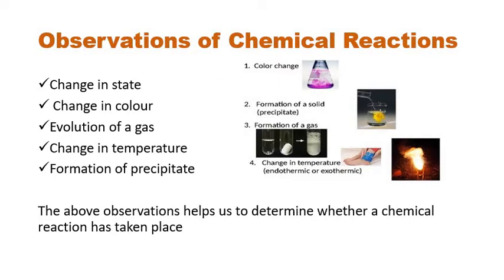Change in color. Like you take a solid such as zinc granules or zinc metal and add it into the blue copper sulfate solution. After some time you will see the color of copper sulfate disappears. It becomes colorless. So this is the change in color. Or the formation of precipitate: if you mix potassium iodide into lead nitrate solution, you will see a yellow precipitate appear, which is the indication that a chemical reaction has taken place.